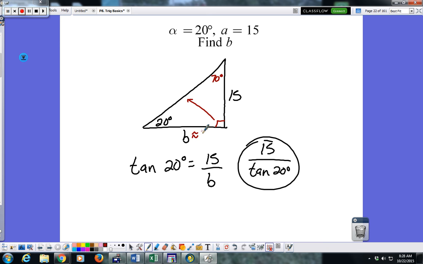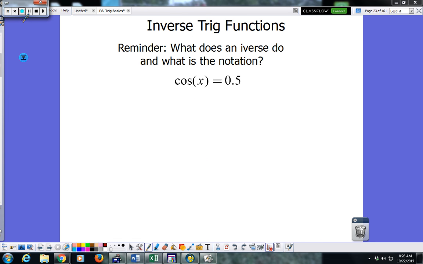41.2. So you see how much bigger that was? And it was because of that bigger 70-degree angle across from it. That is not drawn to scale. I just drew a triangle there. Now let's work these problems backwards.